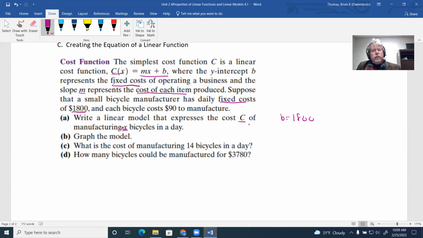The m is the cost of each item. Well, each item costs $90. So m would be this 90. So now I can create the cost function. The cost function is going to be C of x equals 90x plus this 1,800. So it's going to be our cost function.